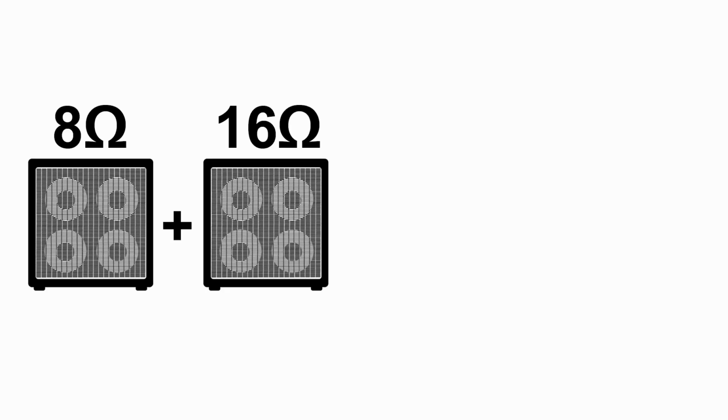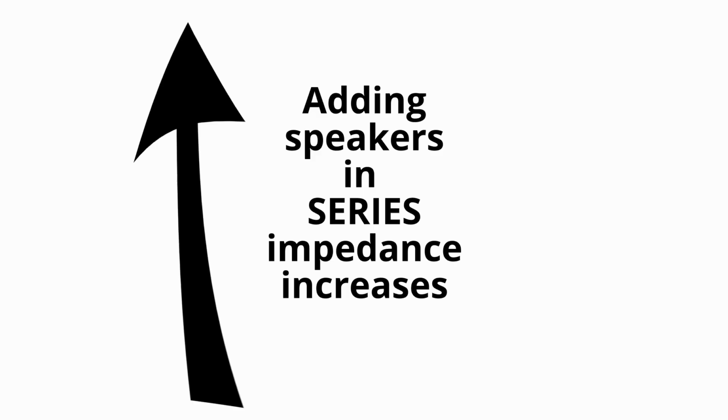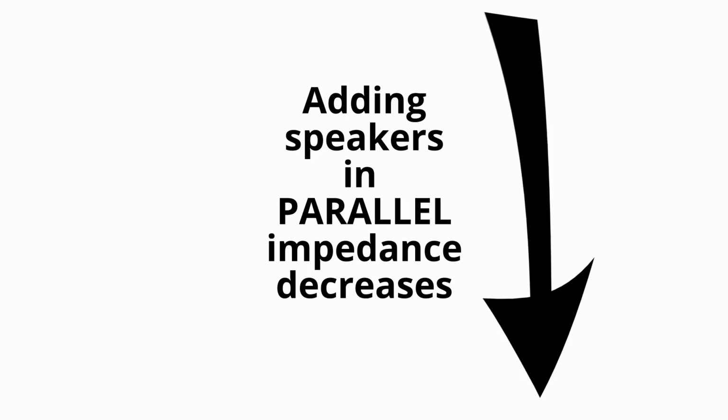Now, when you start adding speakers of different resistances, the math isn't as simple as doubling or dividing the impedance. You can look up these equations if you want, but for our purposes here, it's enough that you know that if you add in series, the impedance goes up, and if you add in parallel, the impedance goes down.